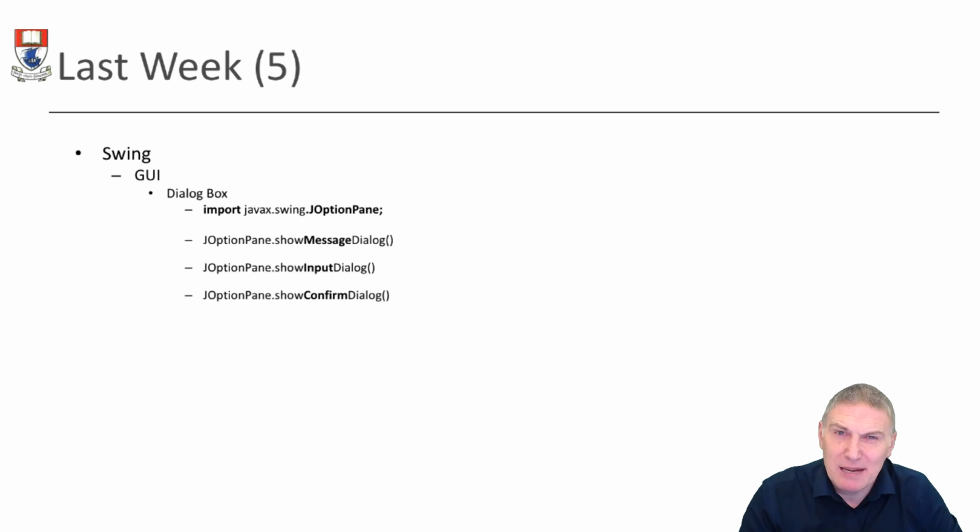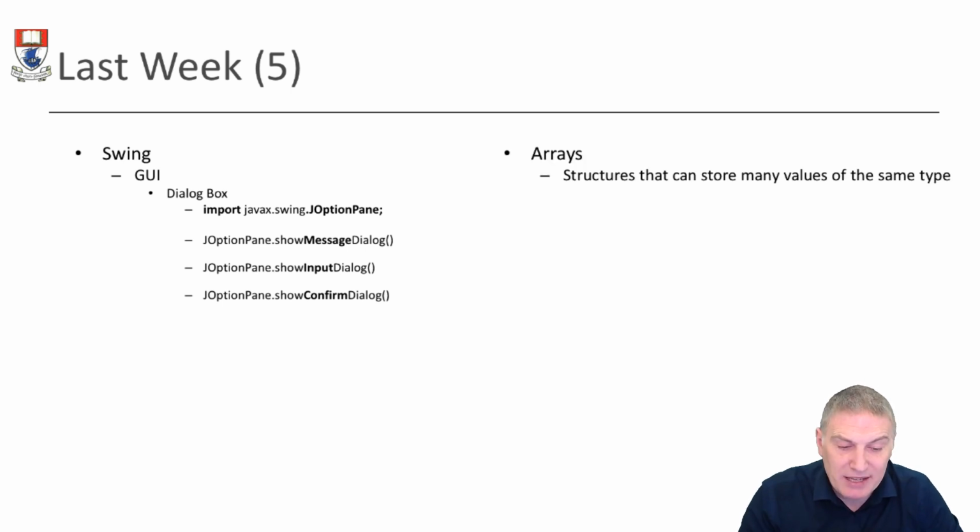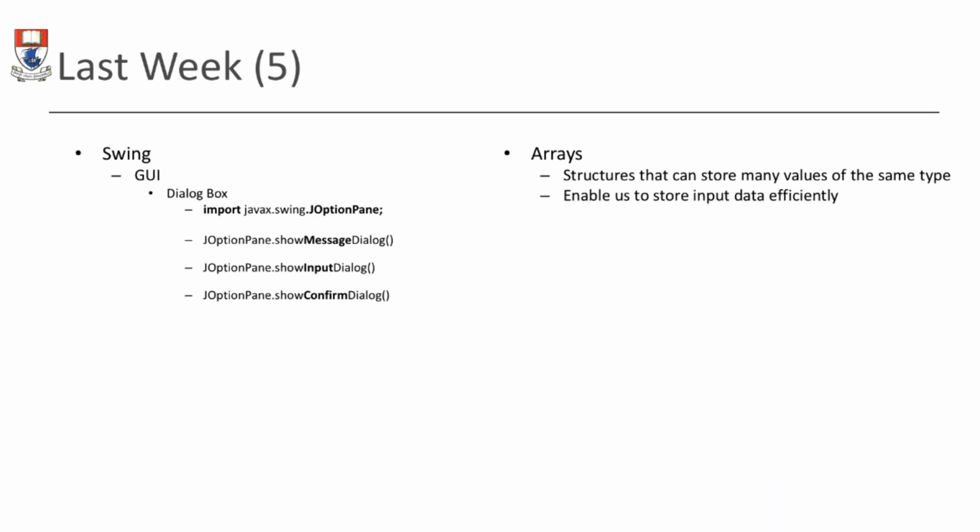Just going to go back into a little bit more detail on last week. So the JOption pane was our mechanism for taking in or outputting to the user. So we saw the message dialog, the input dialog, and the confirm dialog. And then we got into arrays. So we said arrays were structures that can store many values of the same type. They enable us to store input data efficiently, and we can use loops with arrays. We said arrays can store any data type, and we looked at 3 in particular. We looked at int, which is a primitive data type. We looked at string, which is an object built into Java. And then we looked at an object that we create ourselves, and that was spot.